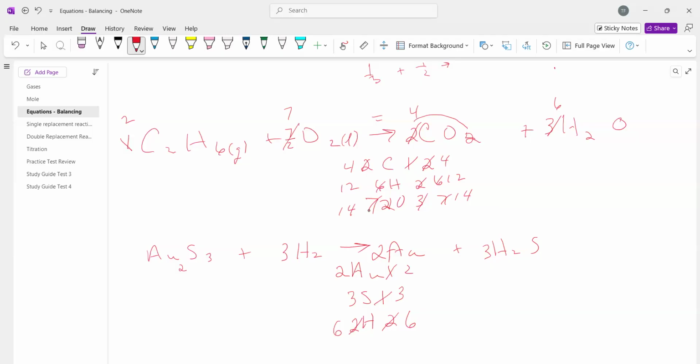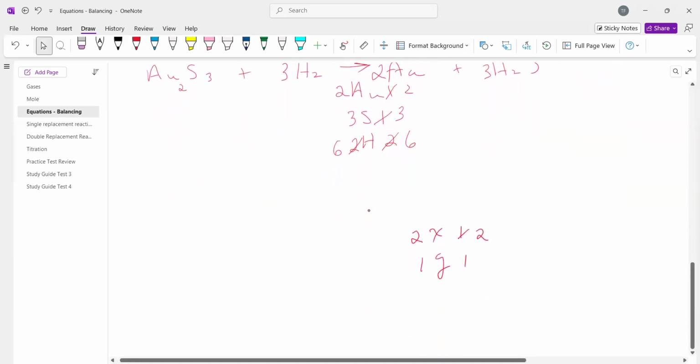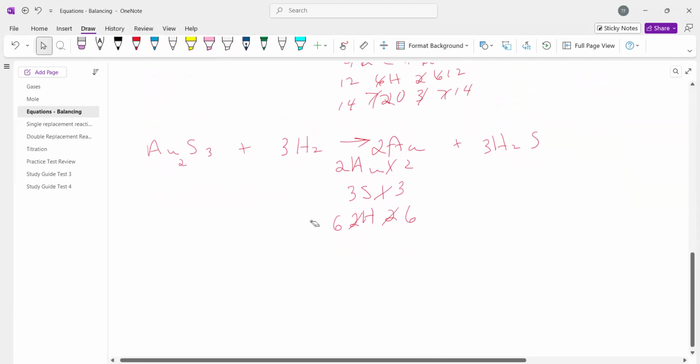Okay, so let's do one more. Wait, so what do we write down for the answer on that? The answer is going to be the coefficients. They're no longer 1. All those letters with the numbers we got for them? Yeah.